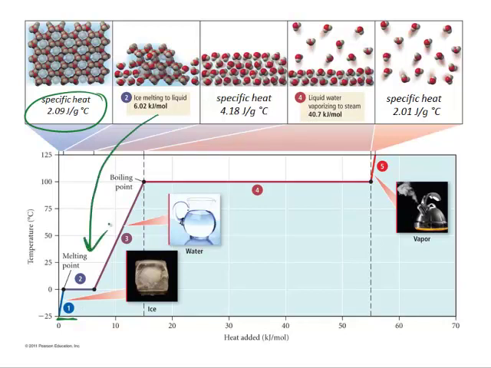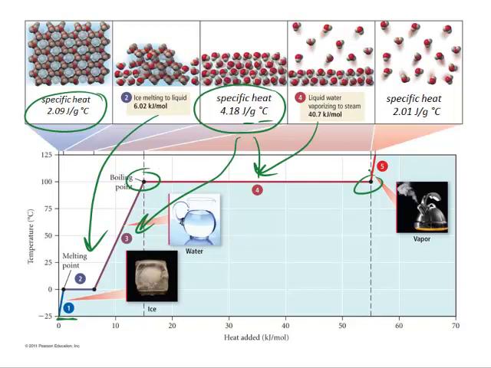Here's the ice melting, heat of fusion, 6.02 kilojoules per mole. It turns out that when water is in the liquid phase, it takes 4.18 joules to raise 1 gram of the substance 1 degree Celsius. Liquid water, when you're vaporizing it, excuse me, that is down here at 3. When you're vaporizing water, going from the liquid phase at 100 degrees Celsius to the gaseous phase, it takes 40.7 kilojoules per mole, as we discussed. And if you want to raise the temperature of steam, you're going to need 2.01 joules per gram of steam to raise it 1 degree Celsius.